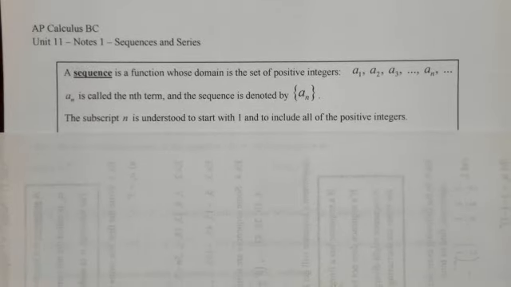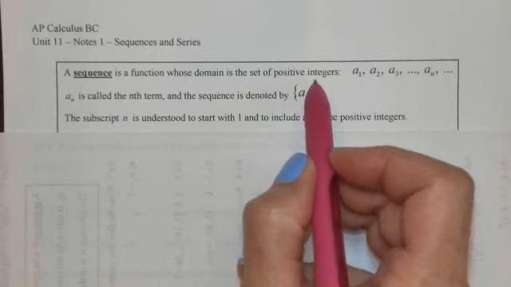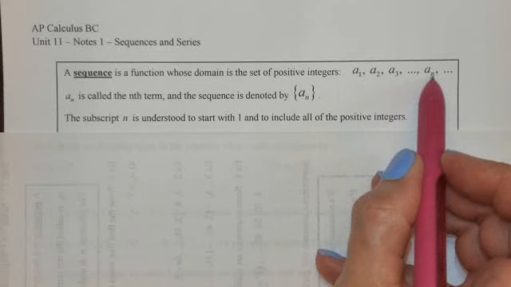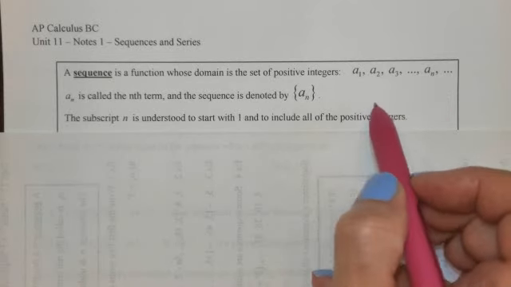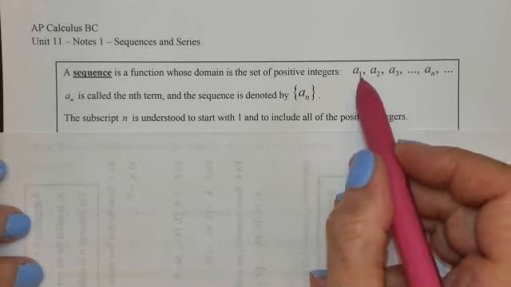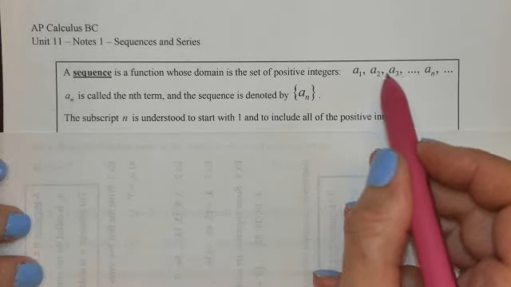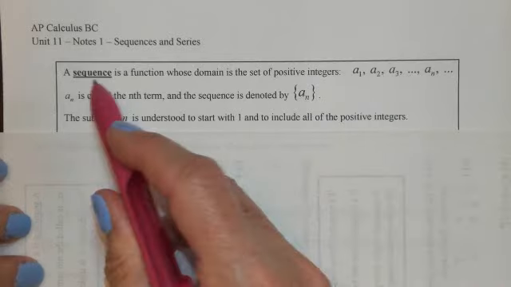First of all, a sequence is a function whose domain is the set of positive integers. Okay, and it's in a list. Each of the terms in the list is separated by a comma. So it's not a sum, it's not a difference, it's not a product, it's just a list. Okay, a sequence is a list.